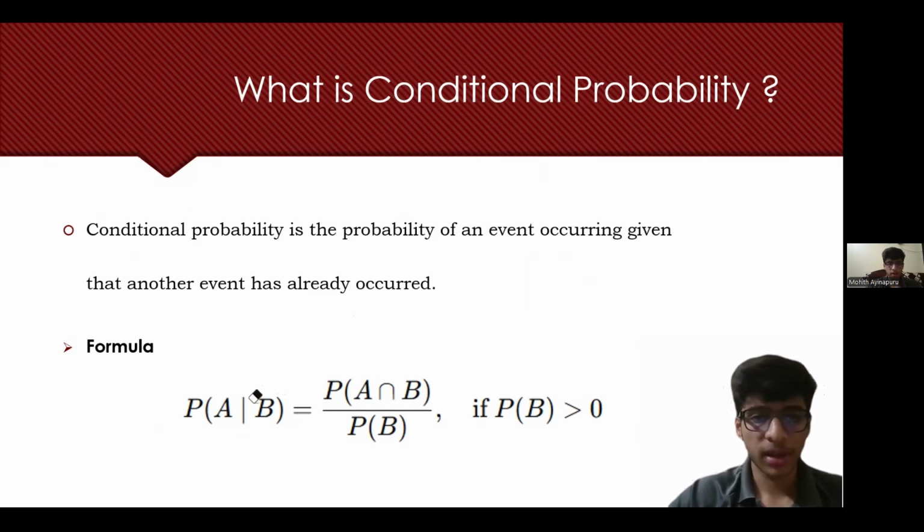So P of A by B equals P of A intersection B by P of B, if P of B is greater than 0. Similarly, if we want the probability of occurrence of B when A has already occurred, P of B by A is equal to P of A intersection B by P of A, if P of A is greater than 0. Moving on to the next, we're going to see an example of this conditional probability.